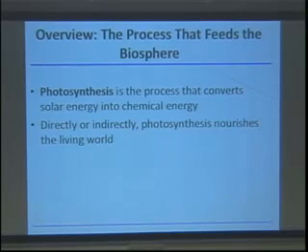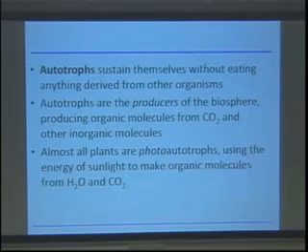We can start off with some definitions. Autotrophs are organisms that sustain themselves without having to consume organic molecules for food, right? They're basically able to synthesize all of the molecules that they need to live. Plants and other organisms that are capable of photosynthesis are autotrophs. They can harvest energy and use that to synthesize the molecules that they need. These are basically the producers in the biosphere. They make organic molecules from carbon dioxide and other inorganic molecules sometimes, and can incorporate those into more complex molecules. Most plants are photoautotrophs. They use the energy of sunlight to make organic molecules from water and carbon dioxide.